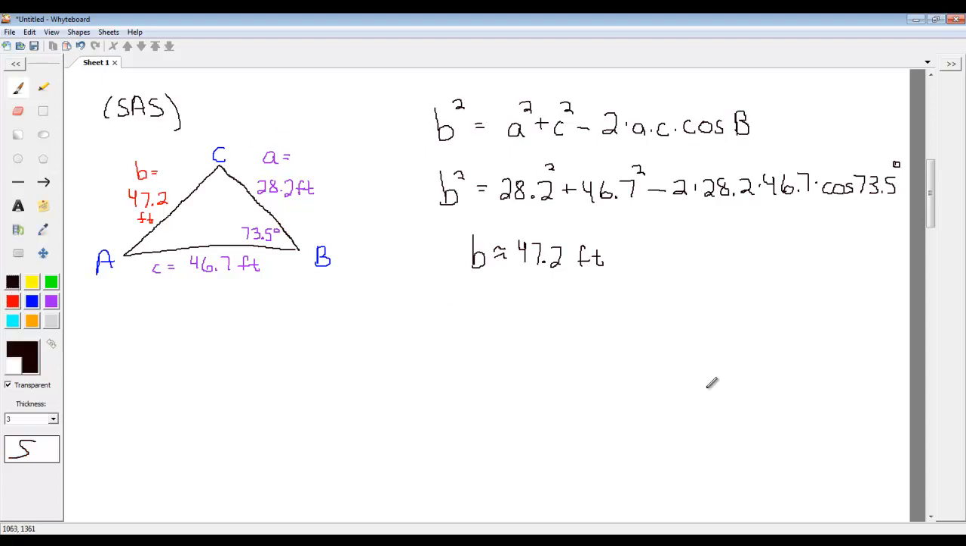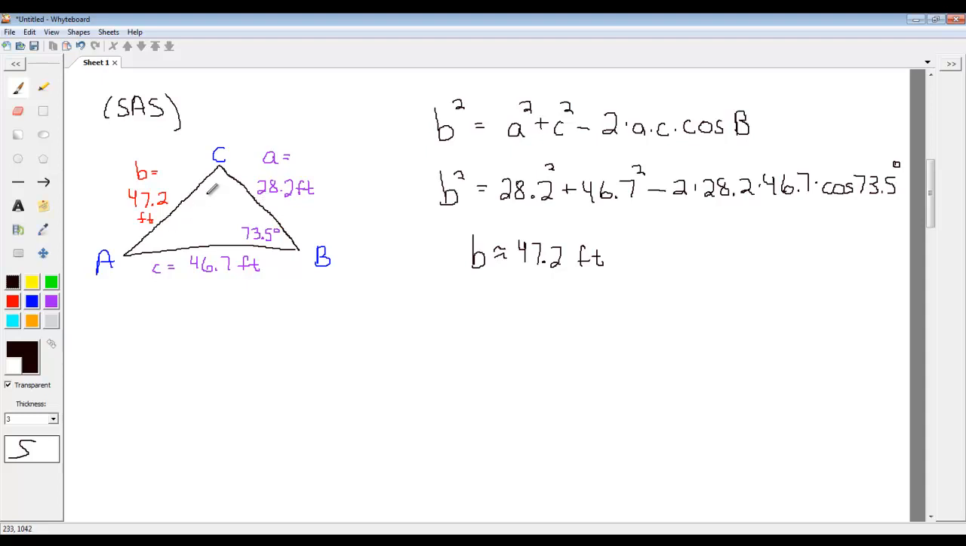All right, so now we've solved for all three sides. Now the trickier part that's left is to find the remaining angles, but we can do that with law of cosines. We've got to find angles A and C. Well, side A is 28.2 feet. Well, side C is 46.7 feet. Since side A is shorter, let's look at angle A.